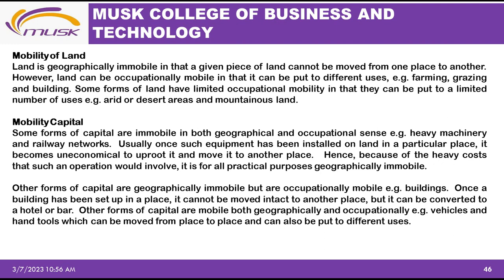So the other one is the mobility of capital. Some forms of capital are immobile. For example, when we have heavy machinery and railway networks that have been set, then we say those ones are geographically immobile, because we cannot be uprooting them from one point to another by forcing them to be mobile.